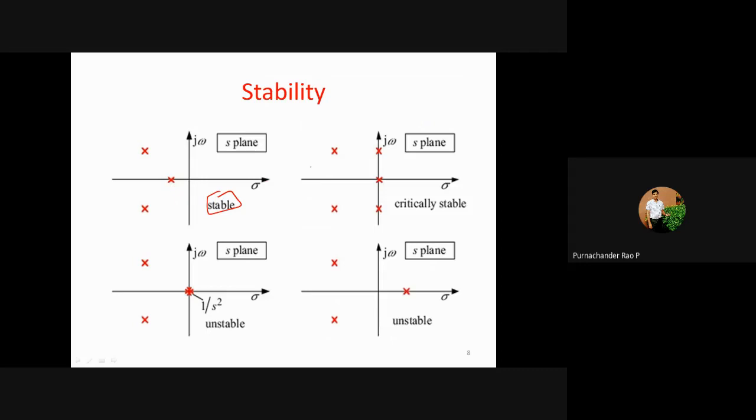Okay, and in the second case, some roots are located on the left half of the S-plane, and some roots are on the imaginary axis. This type of system we can call a critically stable system. And here there are multiple roots located at the origin, so directly you can say that the system is unstable. If any root is located on the right half of the S-plane, then also you can say that the system is unstable.